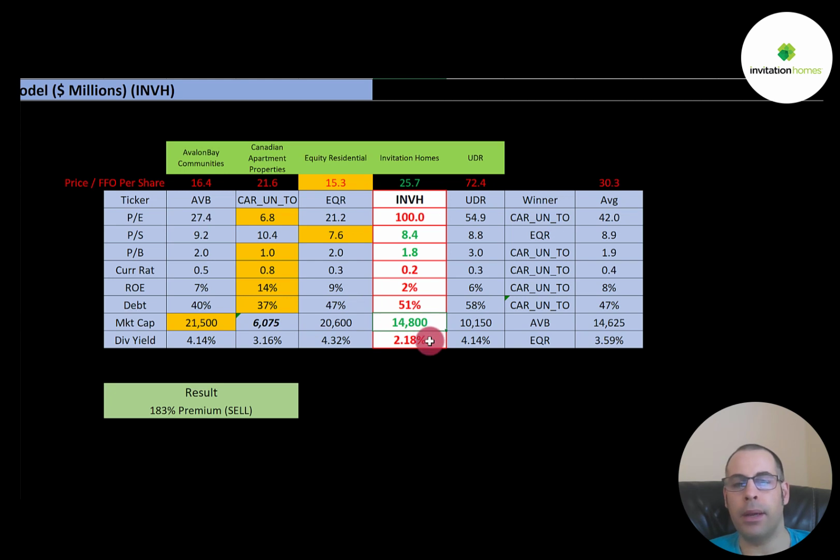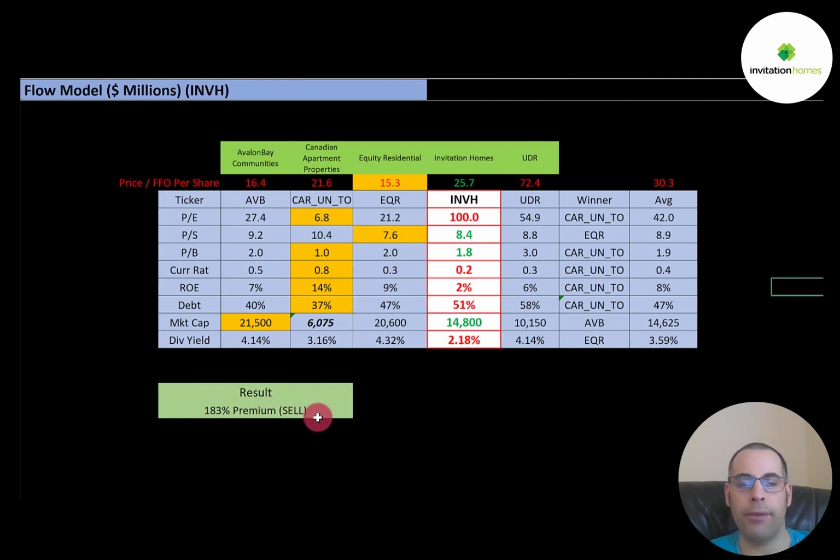And this company pays the lowest dividend. They have a 2.18% dividend yield. The average is 3.6%. To summarize, I have them trading at a 183% premium. Their ratios are okay, but their financials are kind of weak with negative net income almost every year.